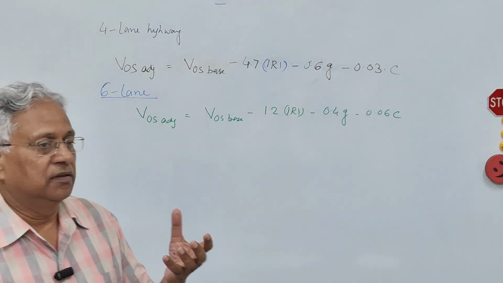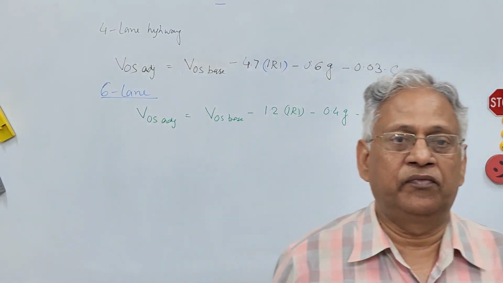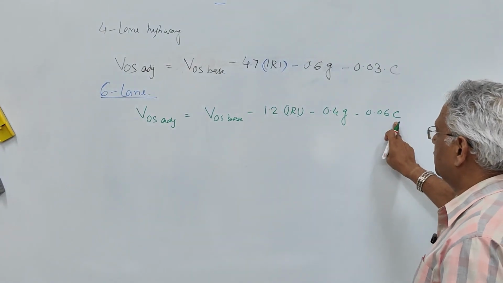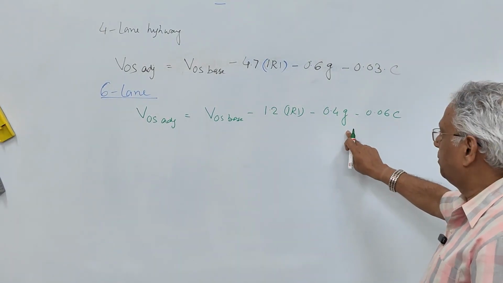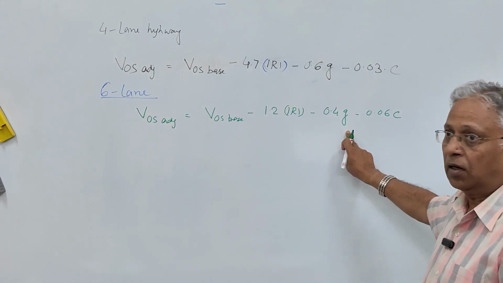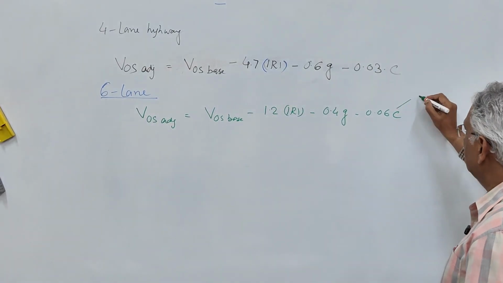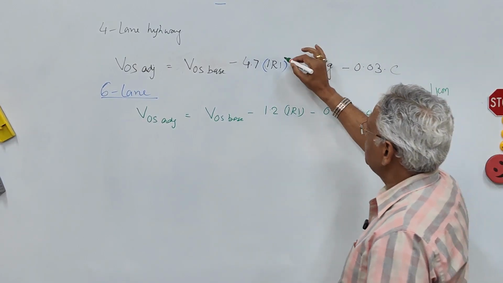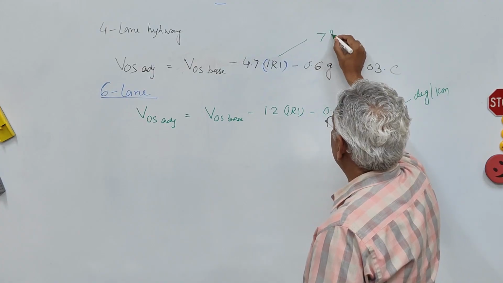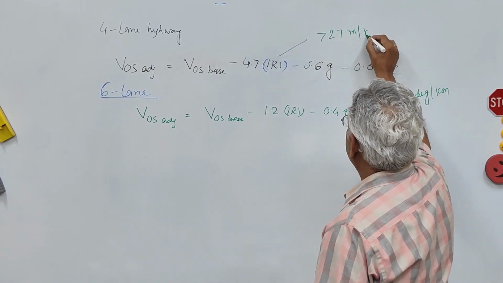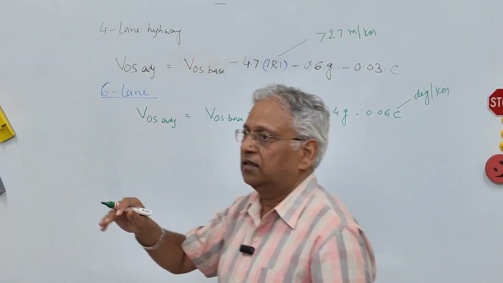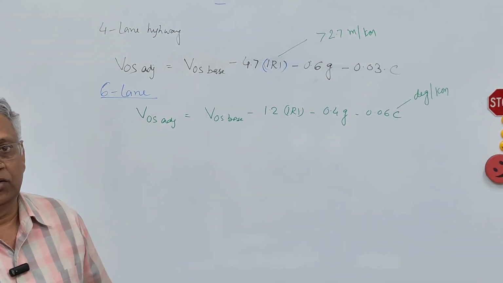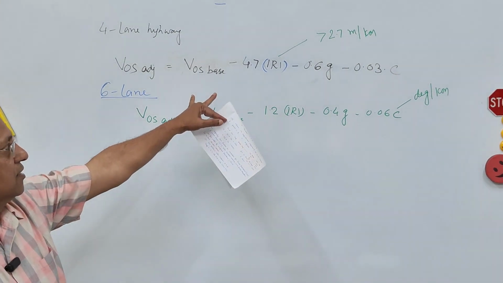So the operating speed, which is measured from field data, is adjusted for IRI, for gradient, and for curvature. Gradient is in percent, positive for upgrade, negative for downgrade. C is the curvature, which is taken in degree per kilometer. IRI is to be taken only when it is more than 2.7 meter per kilometer. The base condition assumes that the roughness on the road is up to 2.7 meter per kilometer. So if it is more than that, only in that case this correction is to be applied.